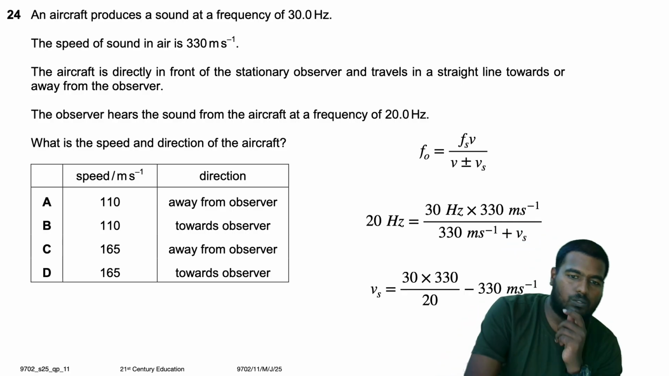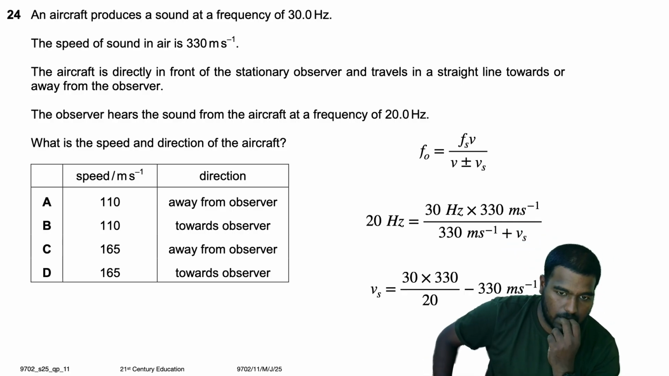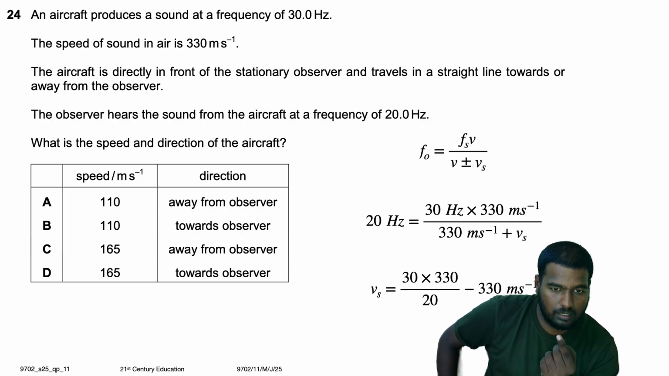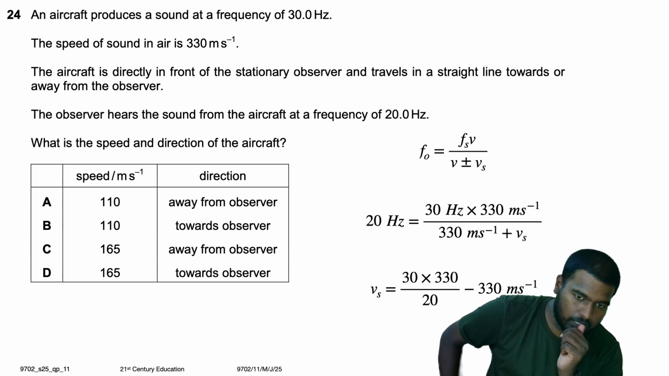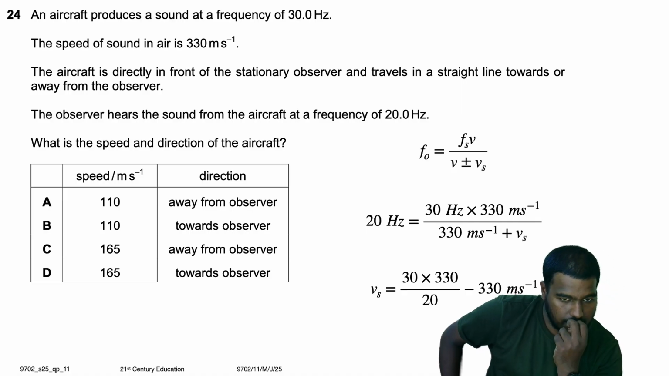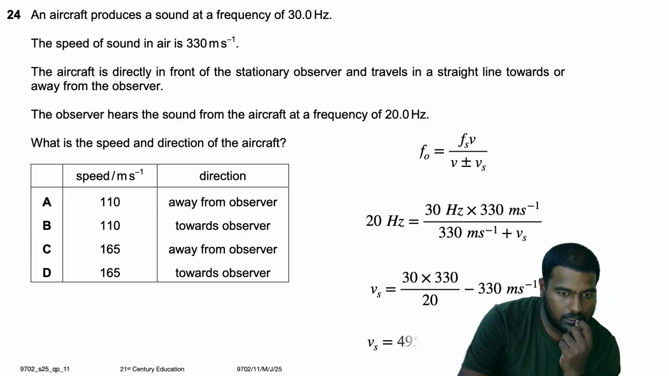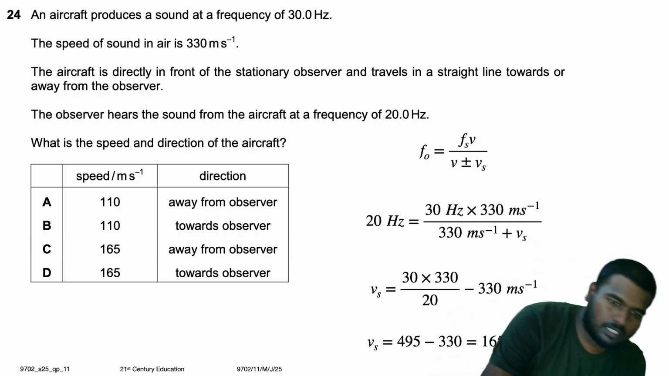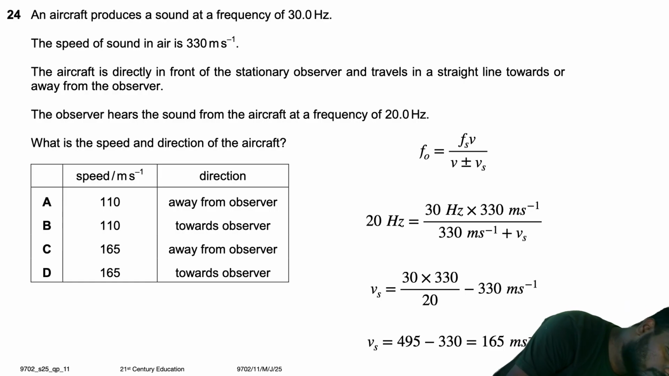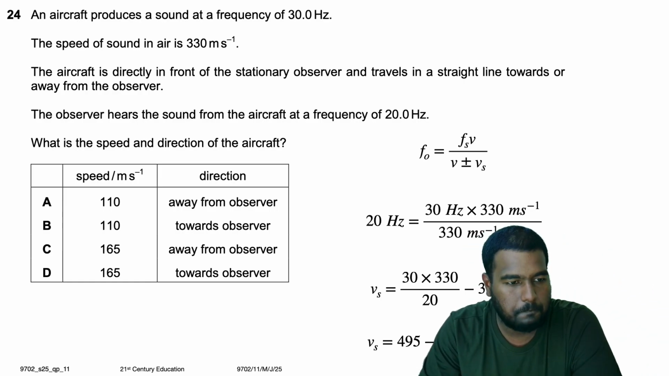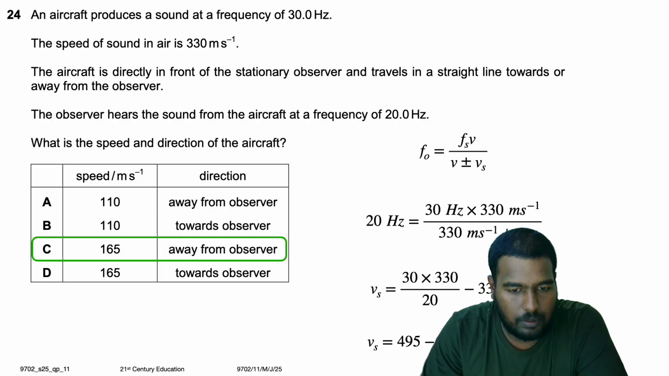I just rewrote the equation. So this 330 plus vs goes to the other side and 20 comes to this side. Then the 330 has to come minus. It's just rewriting the equation. So the answer is 495 minus 330, which is 165 meter per second. Away from observer.